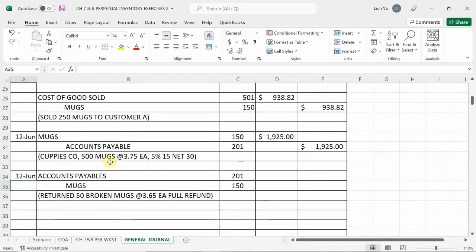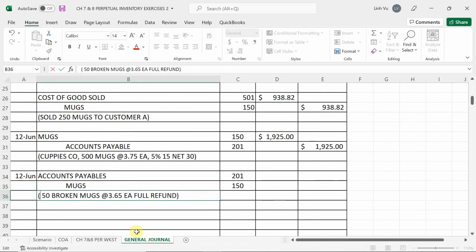Right, it was same day. So you returned. I'm going to say we got an allowance for 100 mugs, okay, at $3.75 each. Not for a full refund, but a 25% discount.